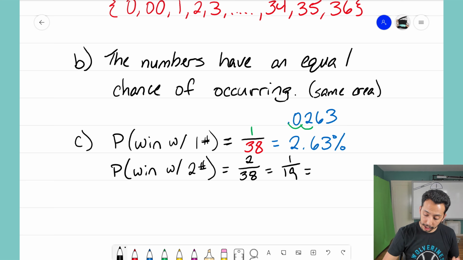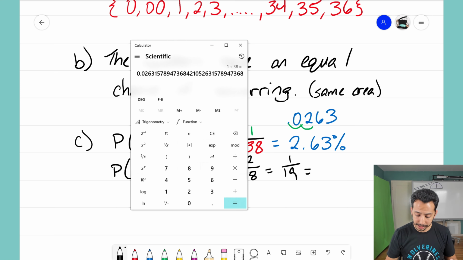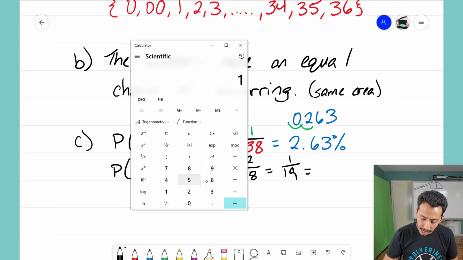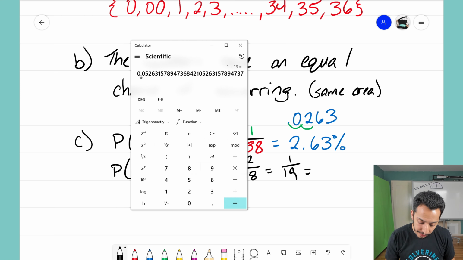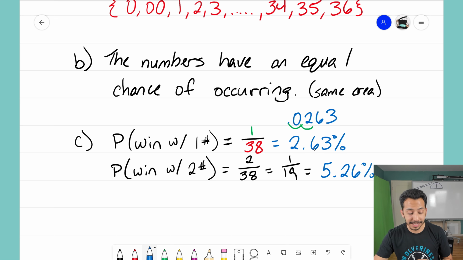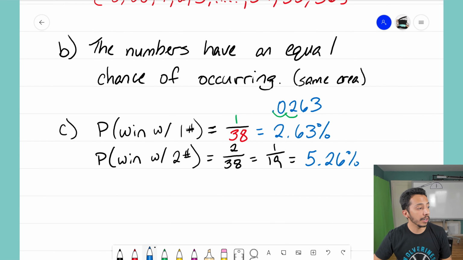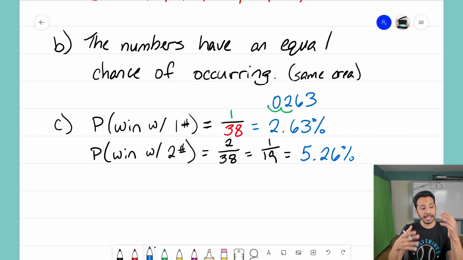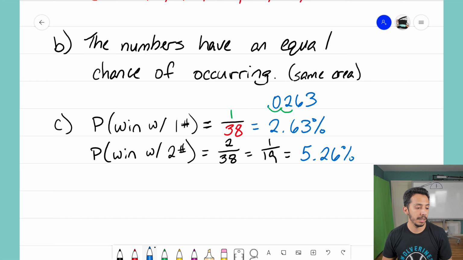So then if we want to know what that's going to be as a percentage, we could get our calculator out again. I could do 1 divided by 19. And we see here that that decimal is 0.0526. So that actually ends up becoming about 5.26%, which really is, if you notice, just double of our last percentage. So if you pick another number, you're now doubling your chance of winning the game.